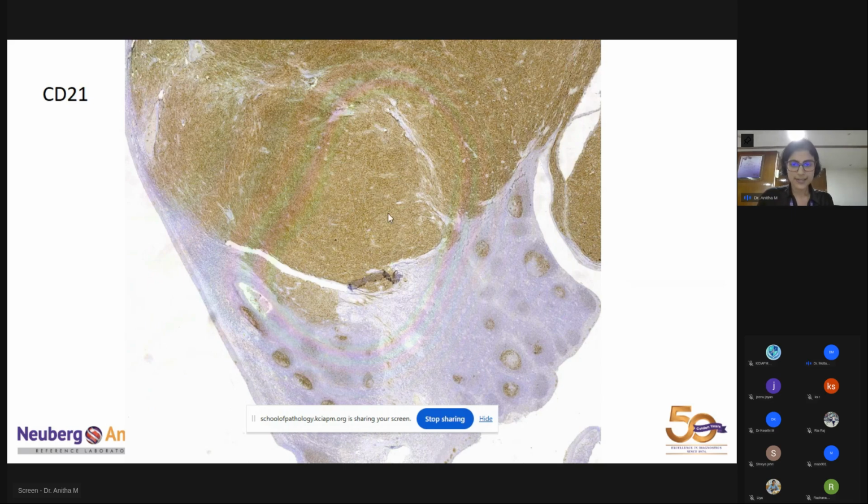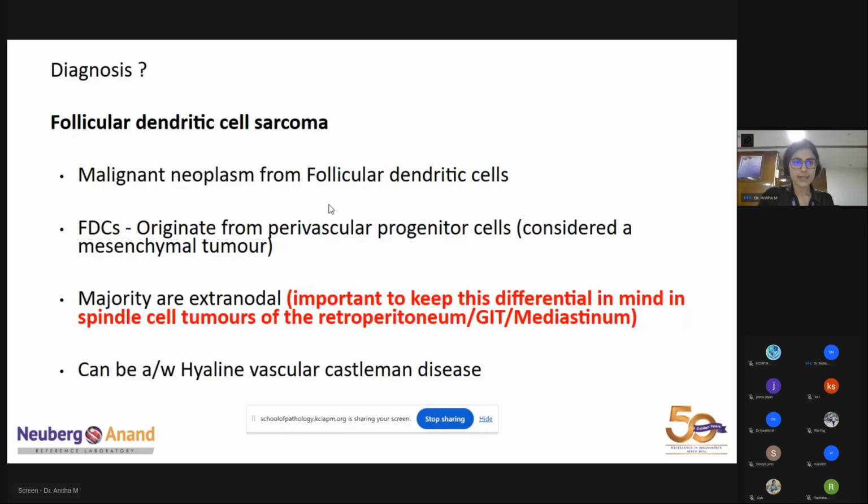Follicular dendritic cells? Yes, ma'am. So we have a tumor which is positive for two follicular dendritic cell markers, CD21 and CD23. This is evidence enough to call it a follicular dendritic cell sarcoma, along with supportive morphology, right? Yes, ma'am. It's a malignant neoplasm.